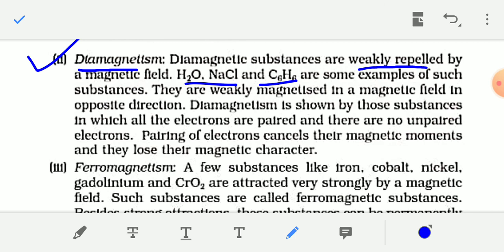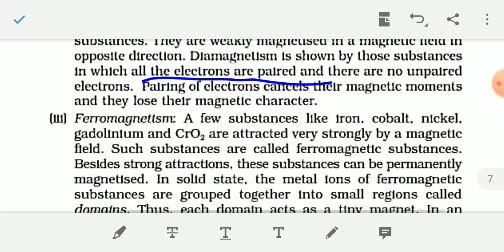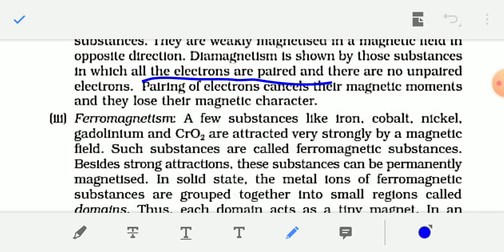They are weakly magnetized in a magnetic field in the opposite direction. Diamagnetism is shown by those substances in which all electrons are paired. If in a substance all electrons are paired, then the substance will show diamagnetism, and there are no unpaired electrons.